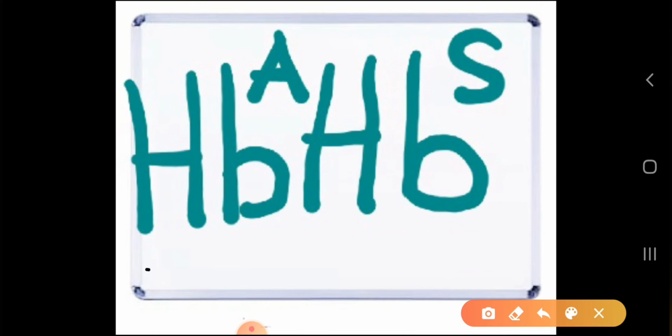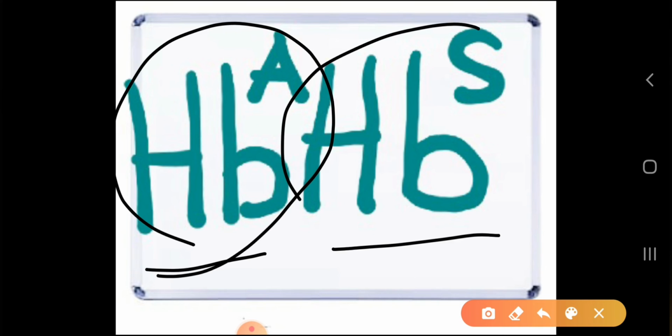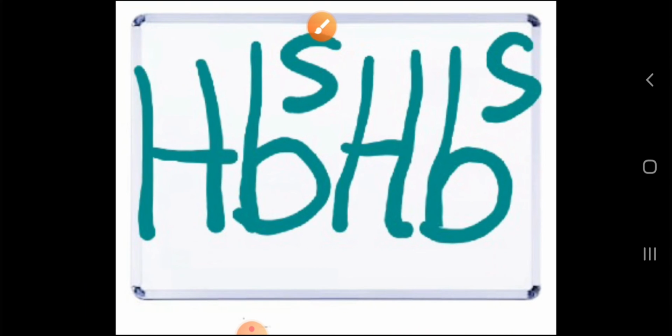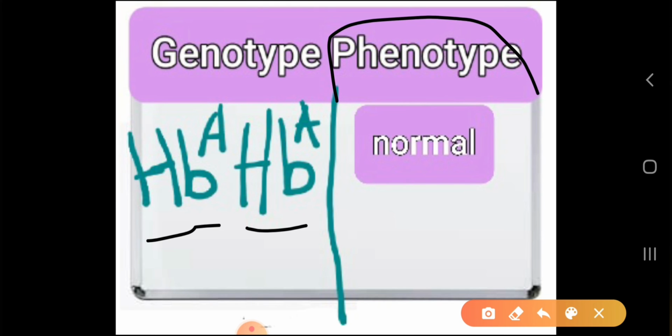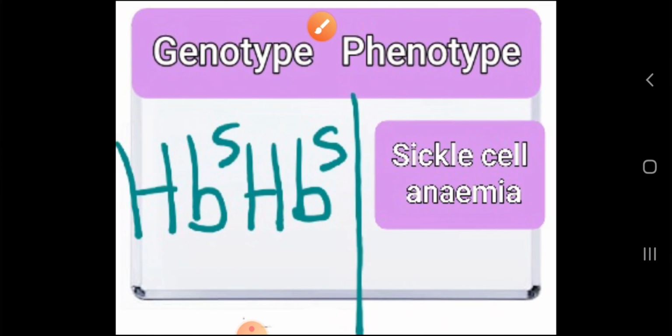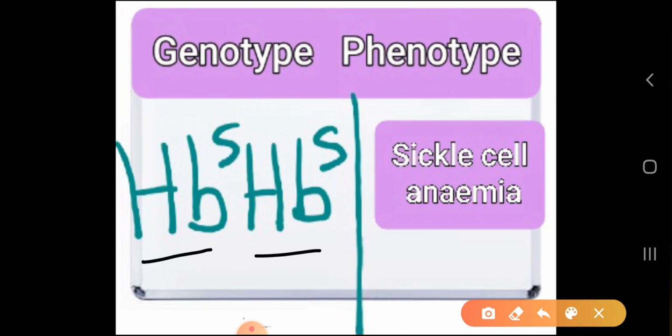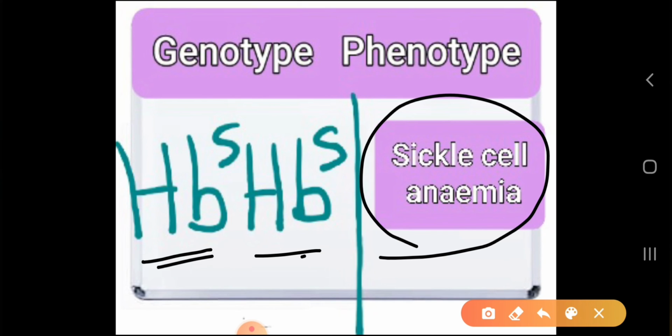Here you can see HbA HbS. In a human cell, which is diploid, there are two copies of the beta-globin polypeptide gene. The alleles that an organism has form its genotype. So this is also two copies, HbS HbS. If the genotype is HbA HbA, the phenotype will be normal. And if the genotype is HbS HbS, that is definitely sickle cell anemia because the alleles are the same, right?